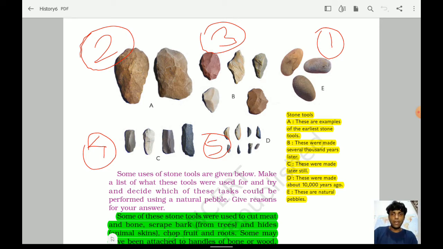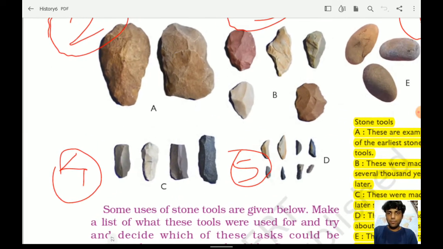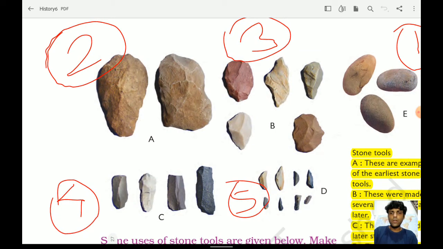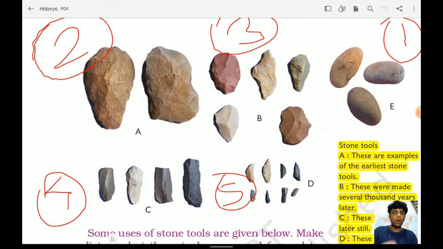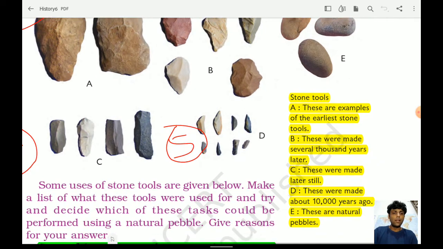And the second number which I have referred to, these were made about 10,000 years ago. If you look closely, you will see that some work has been done on these stones. They have carved them in such a manner that they can use these stones as a weapon or as a tool basically. So they could hunt, or if they wanted to remove skin or cut bone or meat, they must have used these stones. These are about 10,000 years ago.